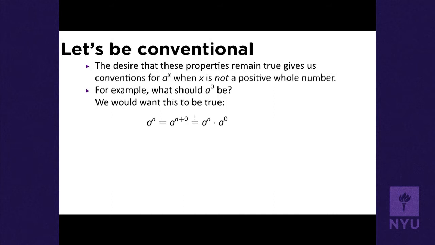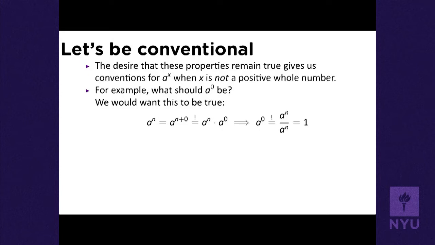For instance, what should a to the 0 be? Now, forget about the fact that somebody told you what the answer to that question is. How did the first person to come up with this idea come up with it? The idea is that you want to be able to say that a to the n is equal to a to the n plus 0, that should be equal to a to the n times a to the 0.